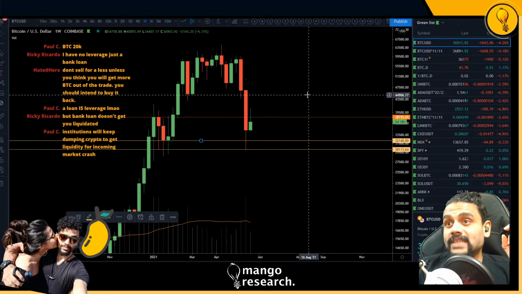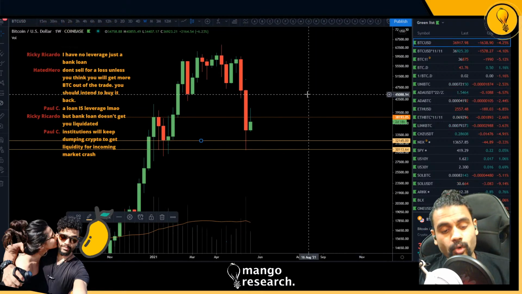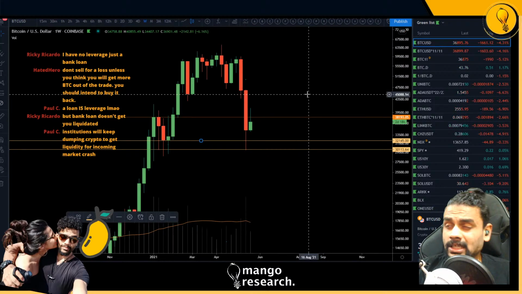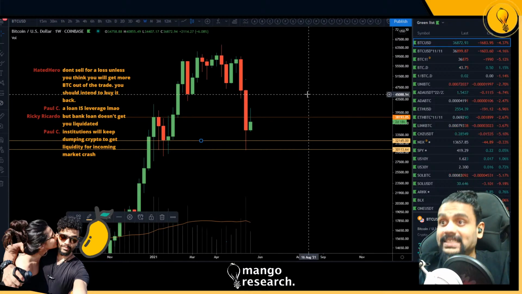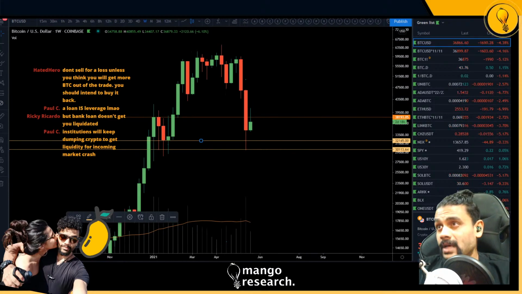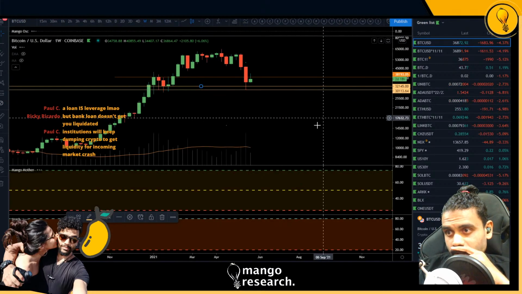We may see earlier signs of this playing out on the 4-day and the 2-day, and we'll keep an eye out for that. The 4-day is my go-to time frame, but for the purposes of today's analysis, we are looking at the weekly time frame. Let's go ahead and look at the oscillators quickly.